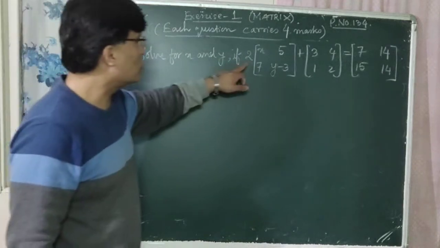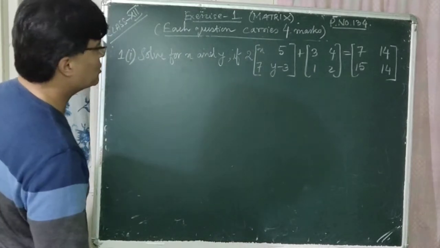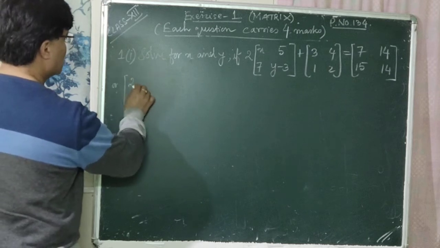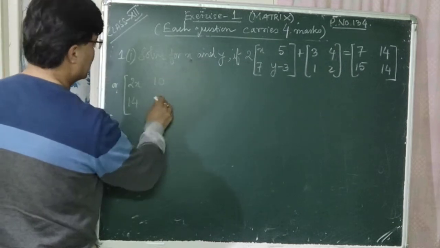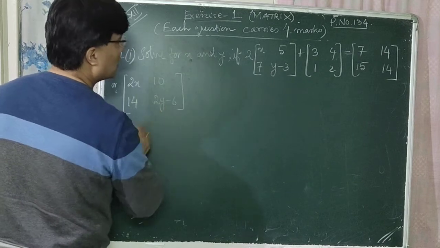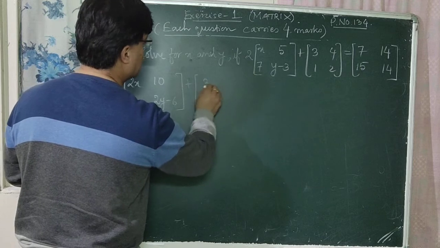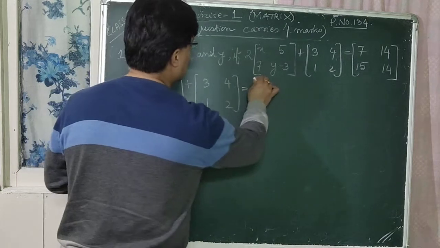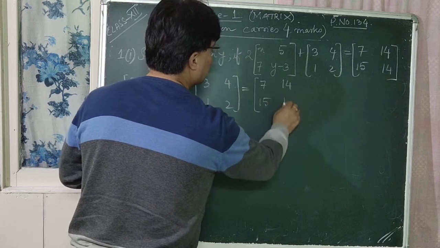Okay, now 2 is the scalar multiplication of this matrix, so you can multiply all the elements of the matrix by 2 in this case. So it is 2x and 2 5s are 10, 2 7s are 14, and multiply by 2 here, it is 2y minus 6 plus this is the second matrix, remains same, 3 4 1 2, which is equal to on the right hand side it is 7 14 15 and this is 14.